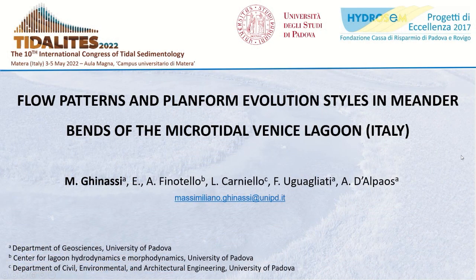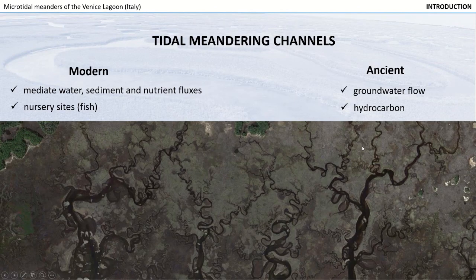Hi everyone, I'm going to show you results of our work in tidal meander belts of the Venice lagoon here in Italy. Why should we be interested in tidal meandering channels? Actually, there are good reasons, both about modern channels and in the deposits generated by these channels. In modern sectors, these channels are ubiquitous features of the tidal landscape, and they are in charge of the exchange of water, sediment, and nutrients between closed lagoons, within the lagoons, and the open sea.